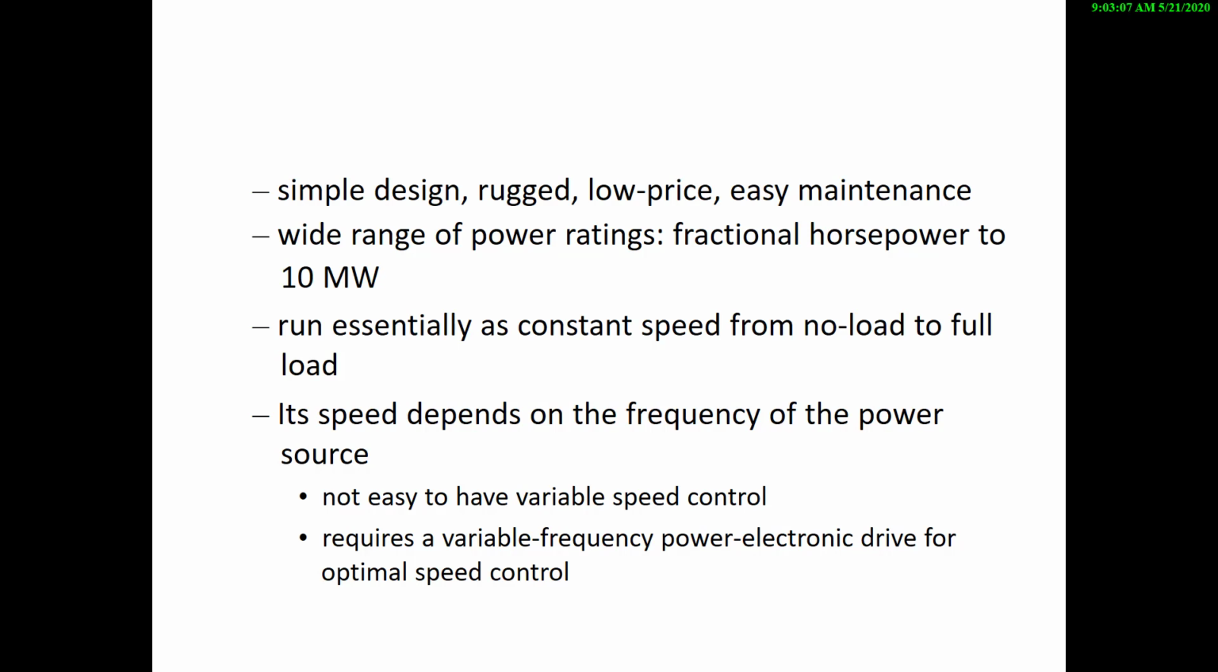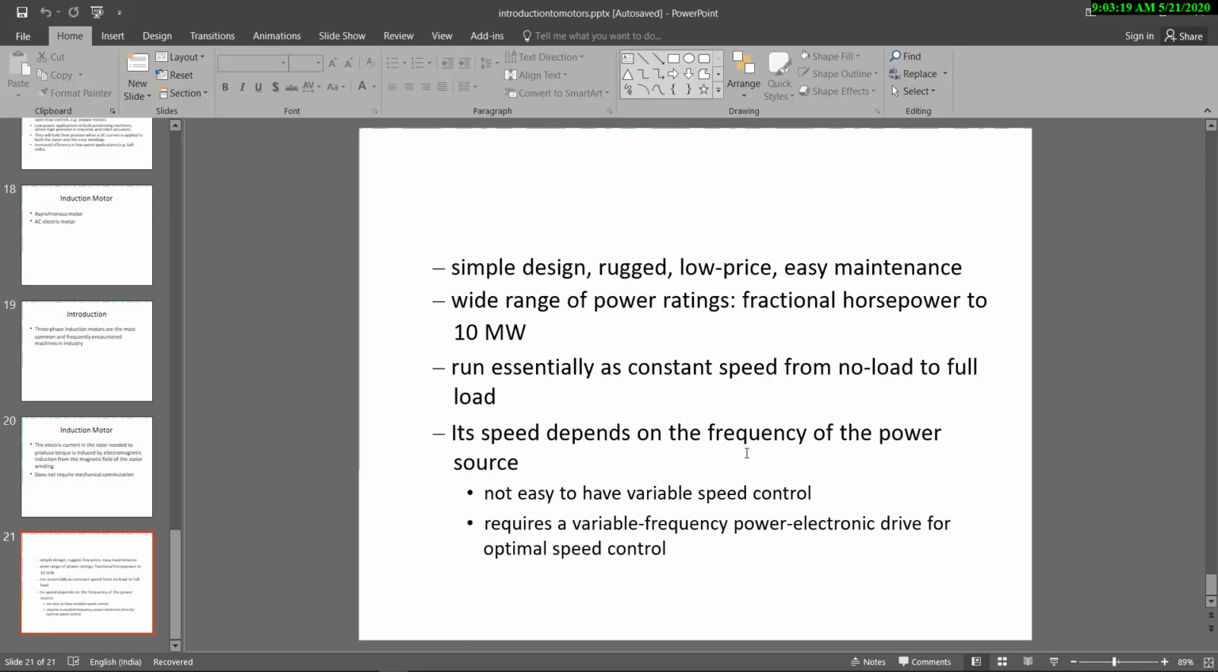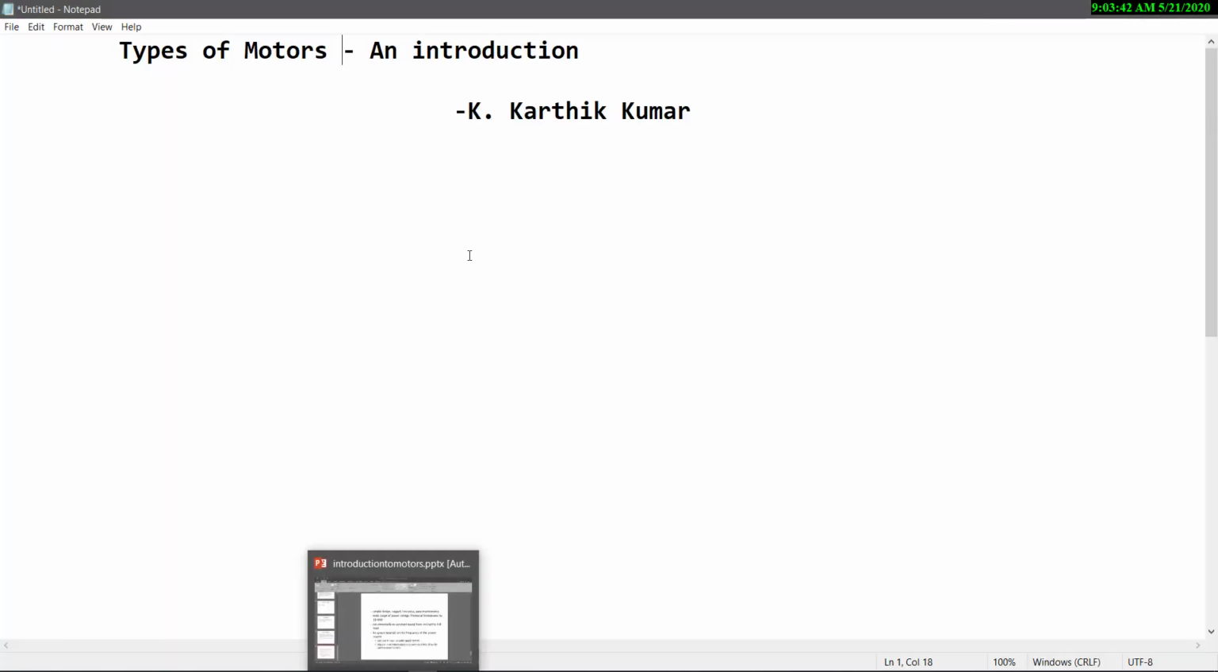Its speed depends on the frequency of the power source, and it is not easy to have variable speed control. It requires a variable frequency power electronic drive for optimal speed control. This is about the various types of motors in short. We have given a short explanation about the various types of motors, mainly DC motors and AC motors. Under each motor, various subcategory motors are explained in short.